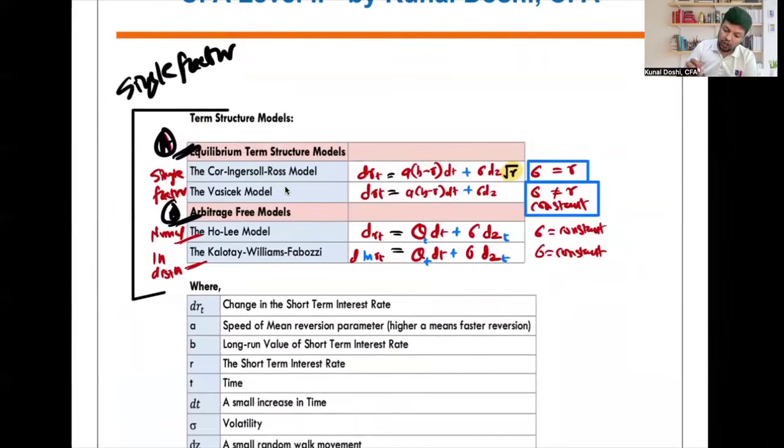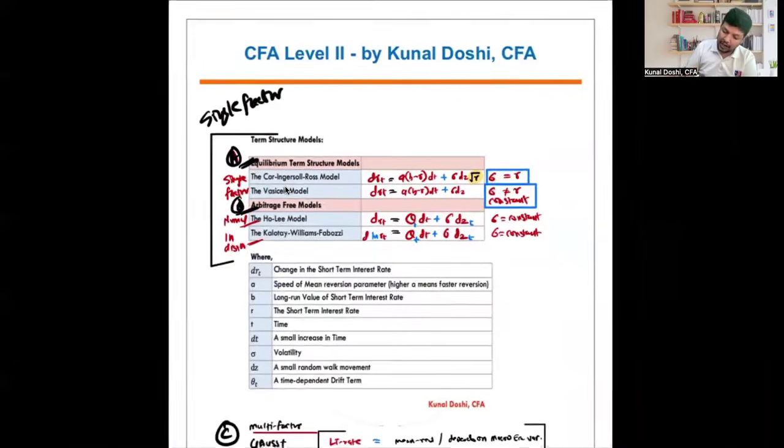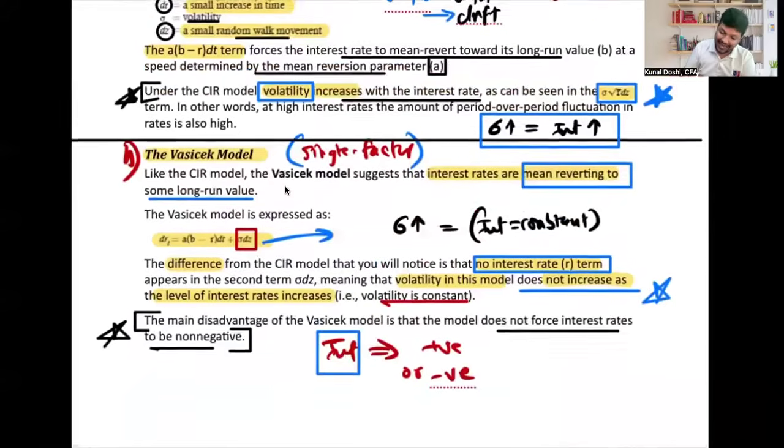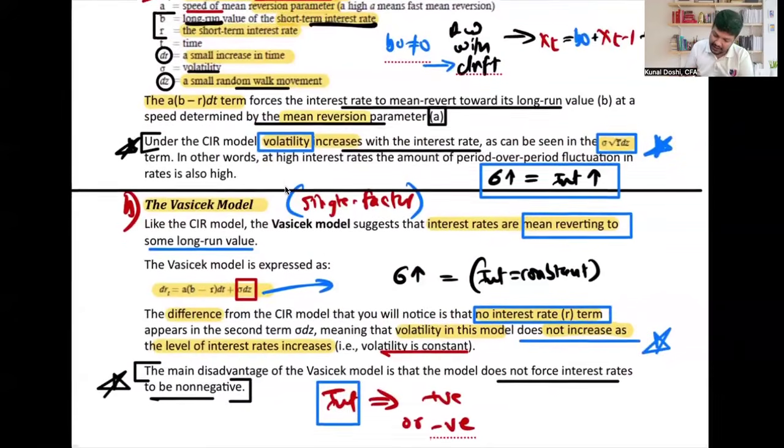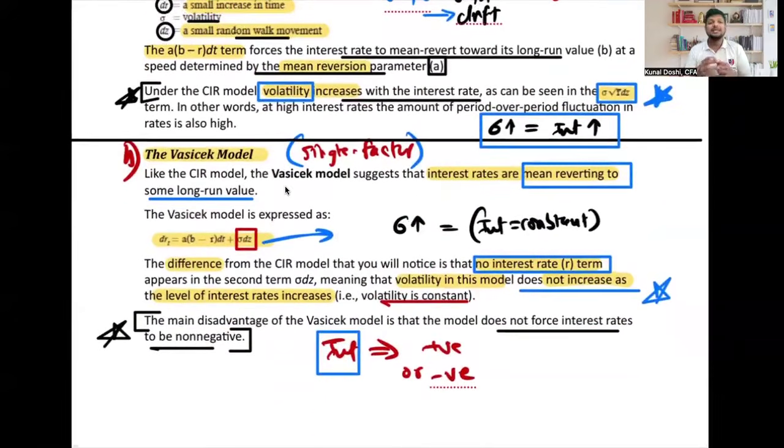Got it? Also, what is common under both the models? Under both the models, they are mean reverting. Mean reverting means they eventually come back. If they are too high, they will drop. If they are too low, they will increase. Right? Vasicek model has one disadvantage, that it does not force interest rates to be non-negative.